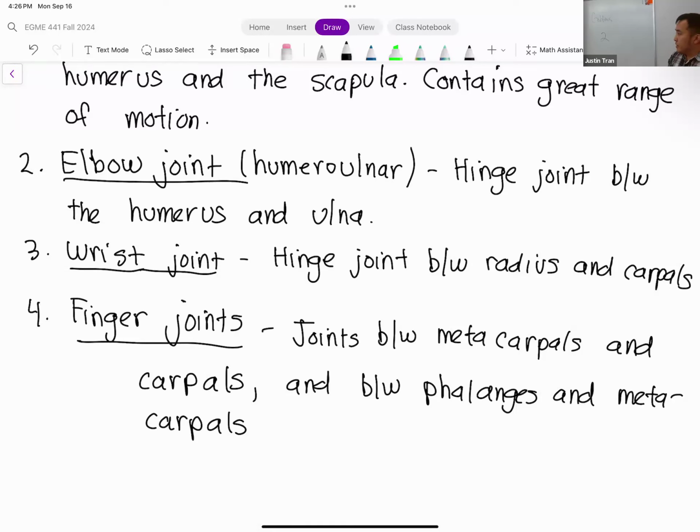All right, any questions on that? Yeah, finger joints are mostly hinge joints. The one that's different is your thumb. You'll hear people say your thumb is not technically a finger, because the bones are the same underneath, but the thumb is like a ball and socket joint. But for your other fingers, they're all hinge joints primarily.